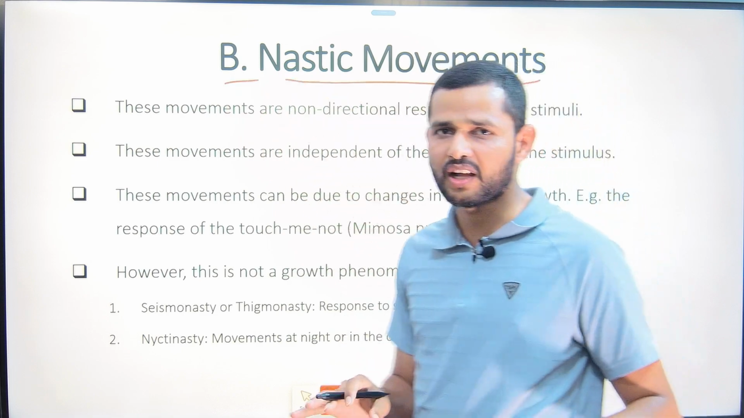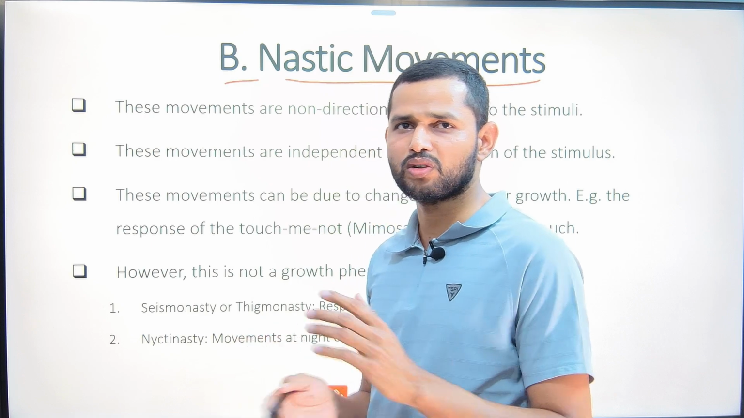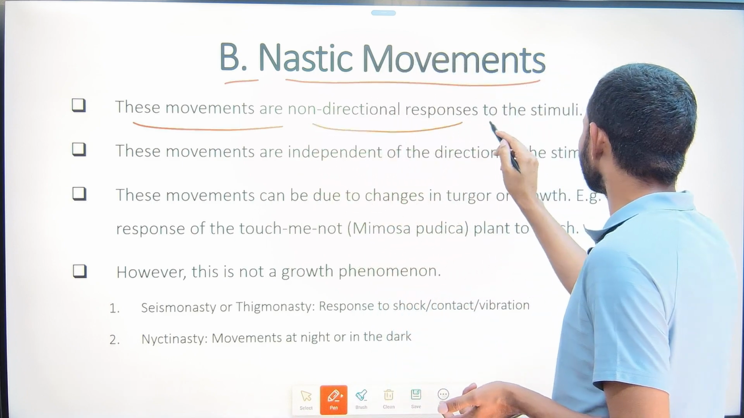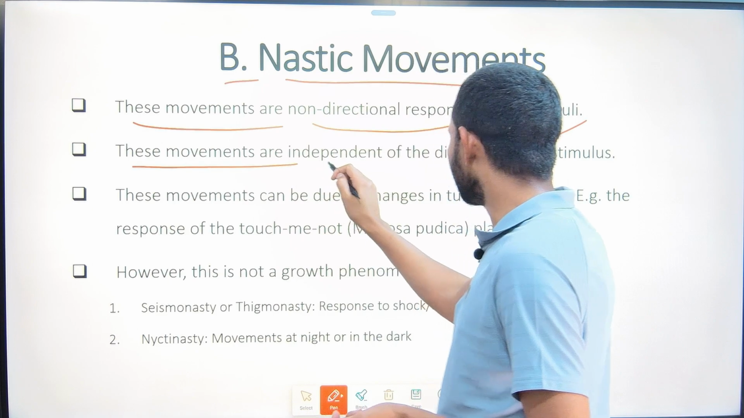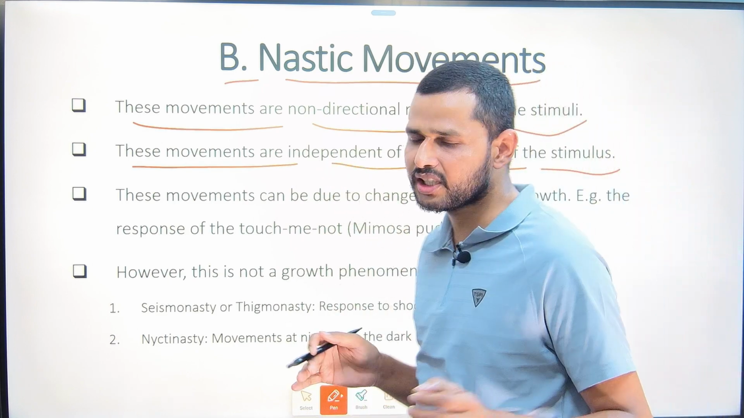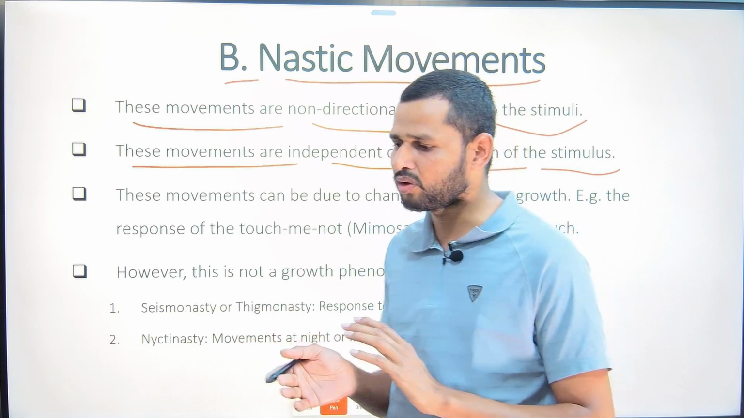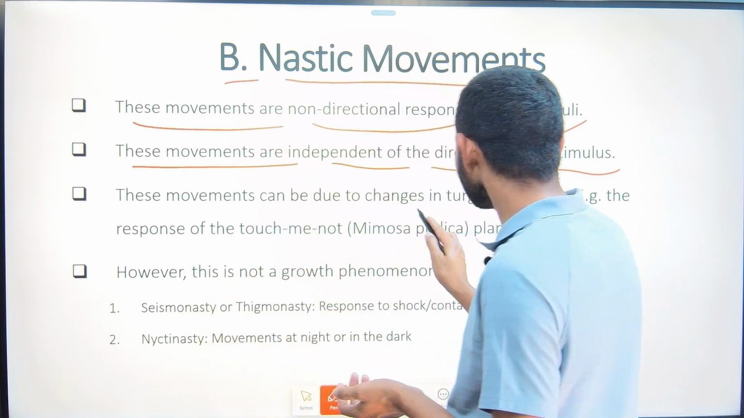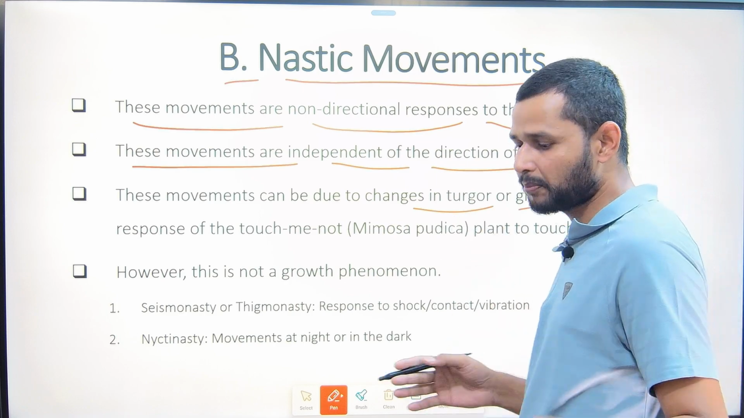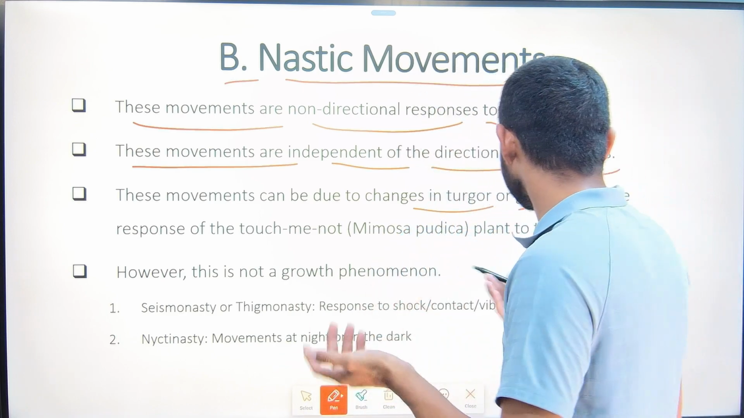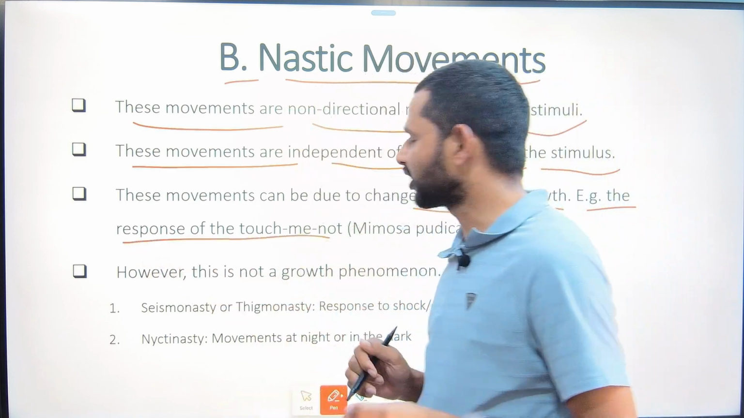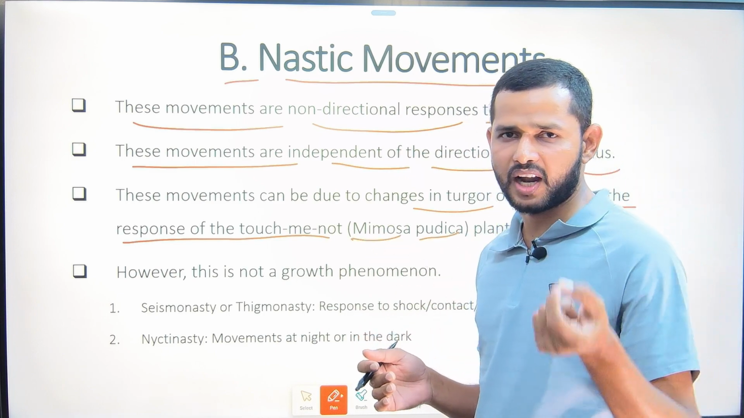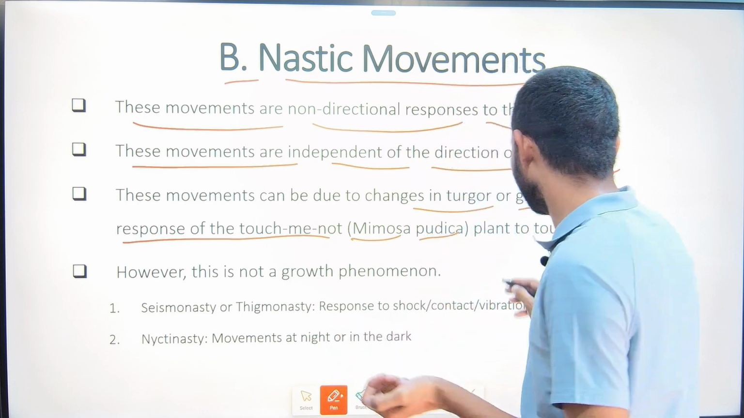It is Nastic movement, which is non-directional, which is independent. There is no direction, no relation to the direction of growth. So these movements are non-directional responses to stimuli. These movements are independent of the direction of the stimulus. There is no dependency on the stimulus, and there is no directional movement either. These movements can be due to change in turgor or growth. Turgor means some kind of plant mechanism is there. An example is the response of the touch-me-not. Touch-me-not is a plant, with the scientific name Mimosa pudica. If you touch that plant, it will go into sleeping mode. Okay, so the plant responds to touch.